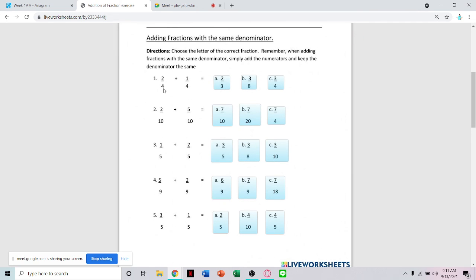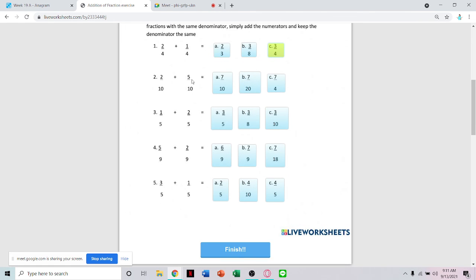Now, for our live worksheet, you're just going to click on your answer. It's either A, B, or C. Now, for number 1, you have 2/4 plus 1/4. It is equal to which one? 3/4. Yes, just click it. Next, 2/10 plus 5/10 equal to 7/10. Next, 1/5 plus 2/5 is 3/5.